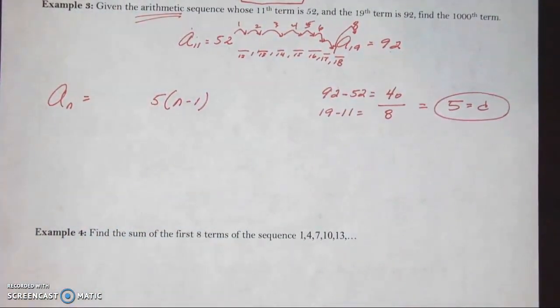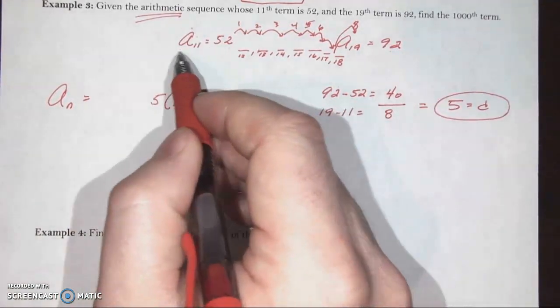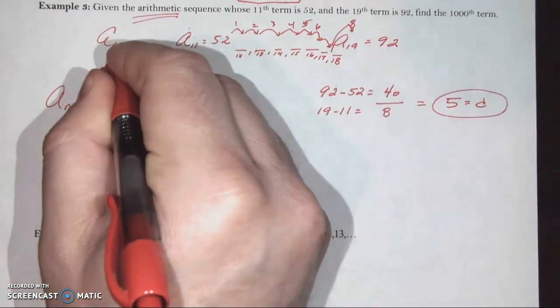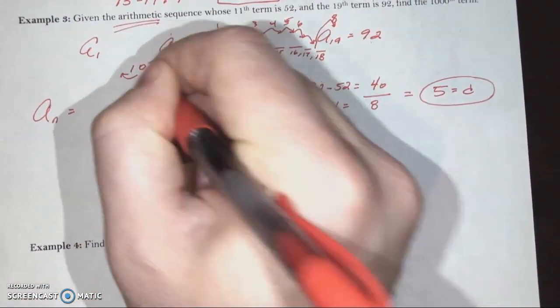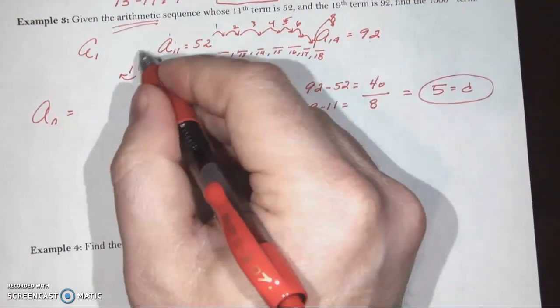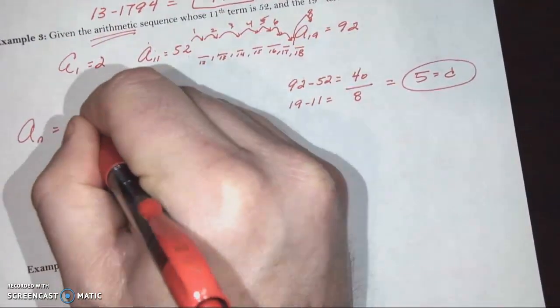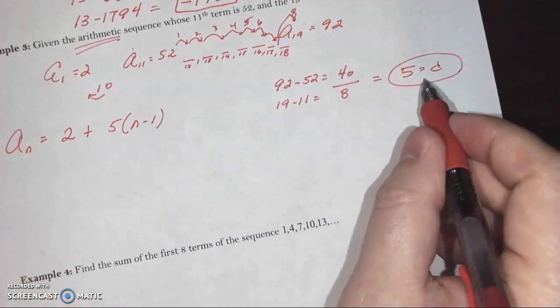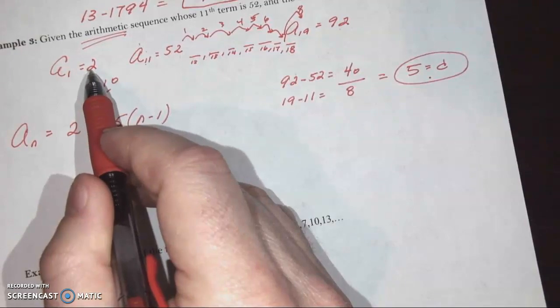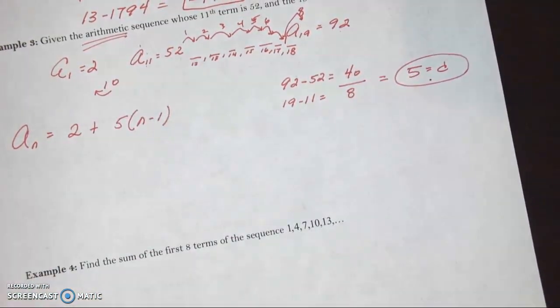Now, how do we deal with the first term here? What is the first term? Should we count backwards 5? I guess we could. There are 10 numbers to the left, so if we want the first term, and we have the 11th term, that's going 10 numbers backwards. 10 times 5 is 50. Take away 50 from 52. Our first term of this sequence would be 2. Common difference 5, I'm going back 10 places. 5 times 10, that means we'd be taking away 50.